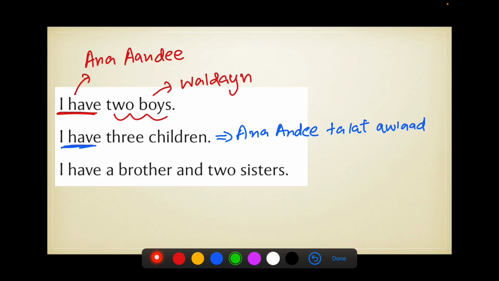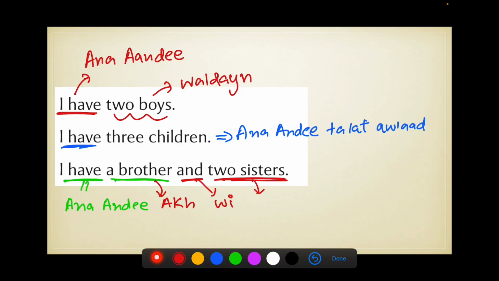And now for this sentence, I have is أنا عندي a brother, أخ. أنا عندي أخ. And for and, we will write و. And 2 sisters, بنت and. So أنا عندي أخ وبنتان.